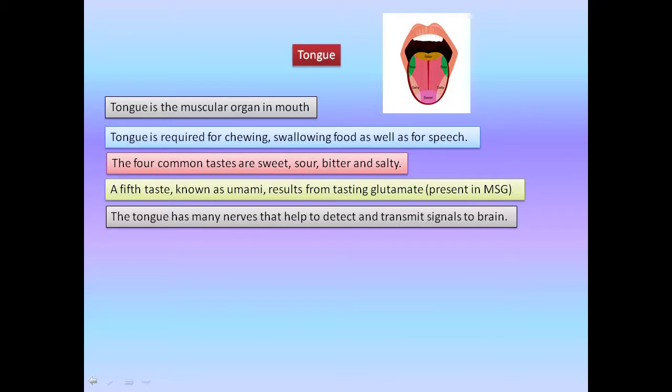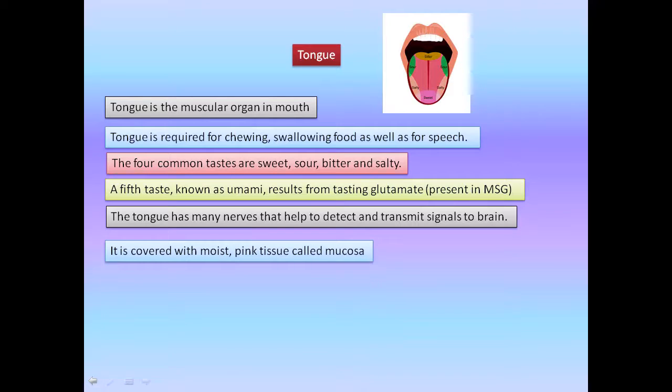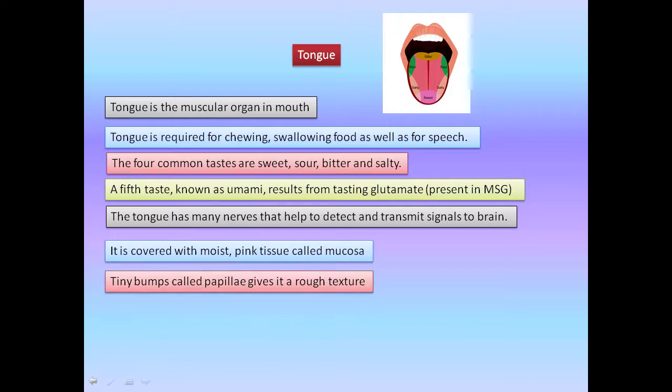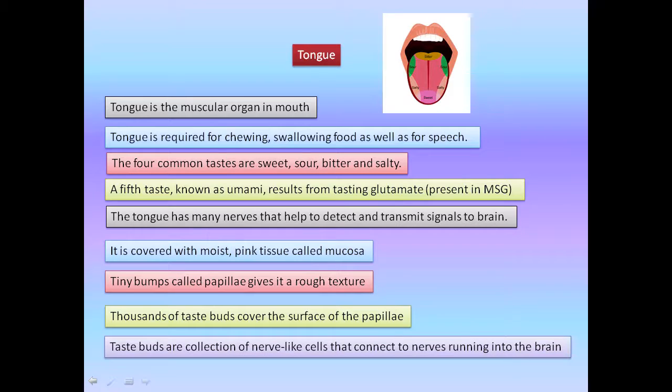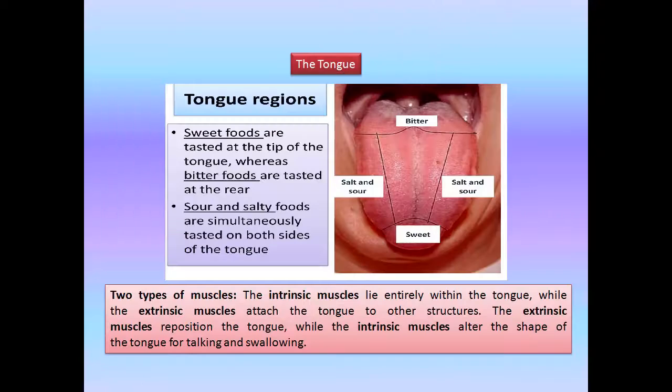Tongue has many nerves that help to detect and transmit signals to the brain. It is covered with moist pink tissue called mucosa. If you see your tongue in the mirror, you will see that your tissues are pink in color. Then tiny bumps called papillae gives it a rough texture. And then thousands of taste buds cover the surface of the papillae. Taste buds are a collection of nerve cells that connects to nerves running into the brain.